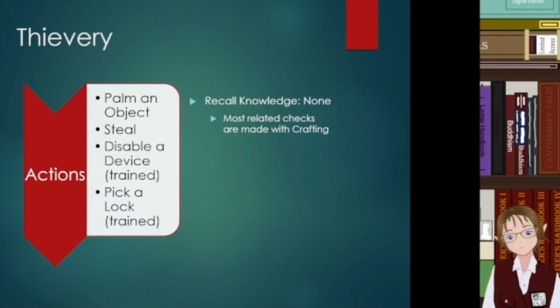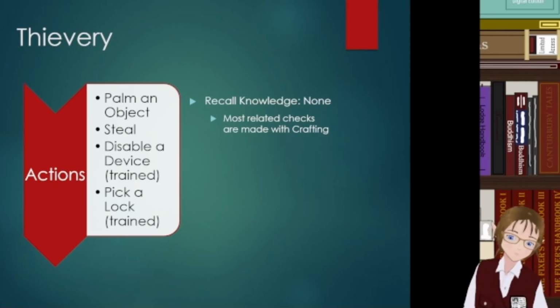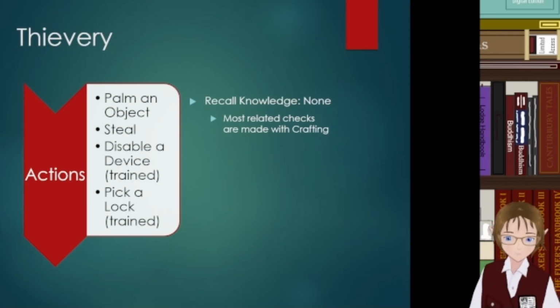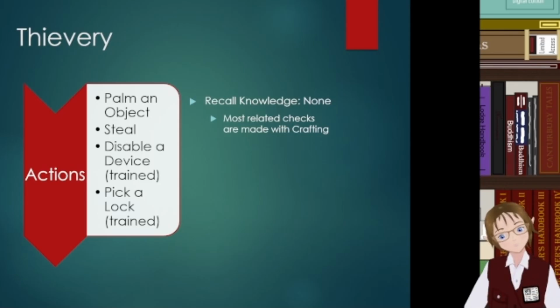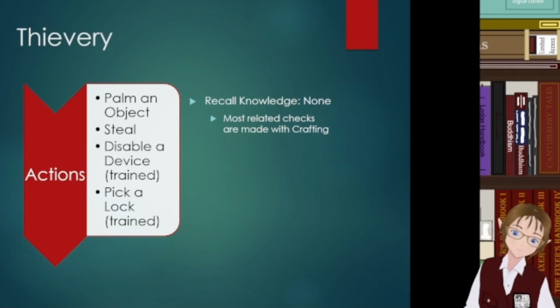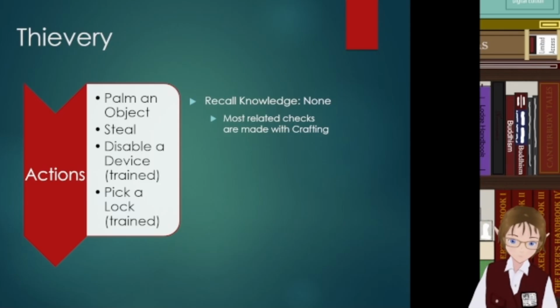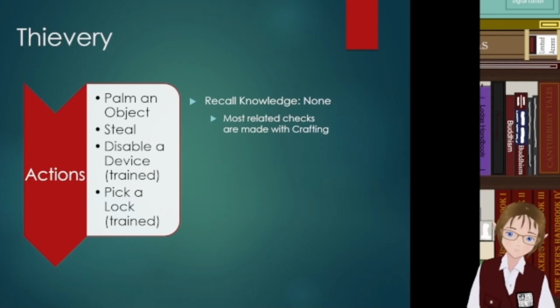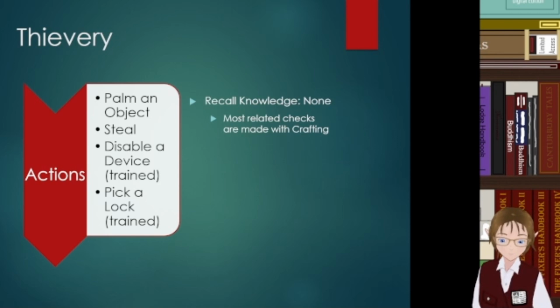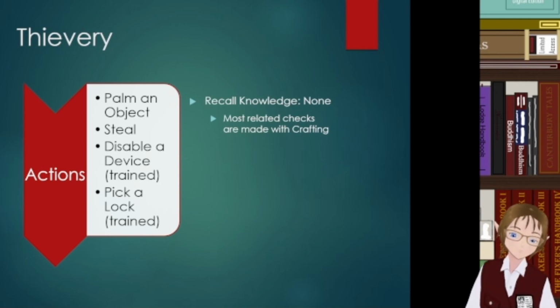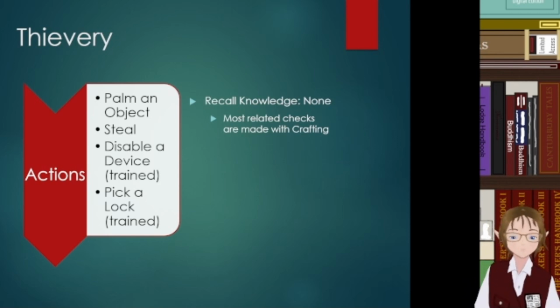The actions given with thievery are palm an object, which is basically you take a little thing from a guy and make sure they don't notice. Steal, which is something very similar. And then disable a device and pick a lock. Disabling a device is kind of like disarm the trap. It has a fairly narrow ability span. And pick a lock is mostly used for getting out of manacles or getting into chests. In general, failing at a thievery check is a good way to blow yourself up.